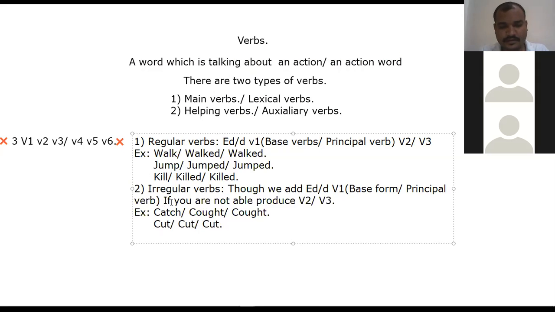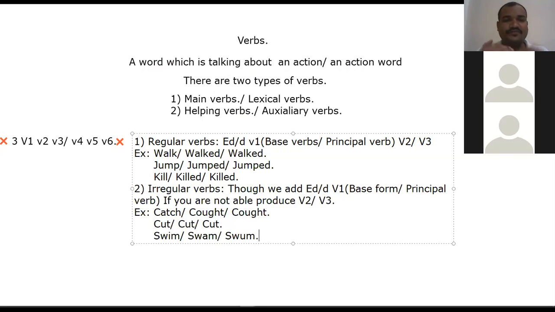Okay. How about the next word? Swim. So what are the two forms? Swim, swam, swam. Right. Catch, caught, caught, cut, cut, cut, swim, swam, swam.